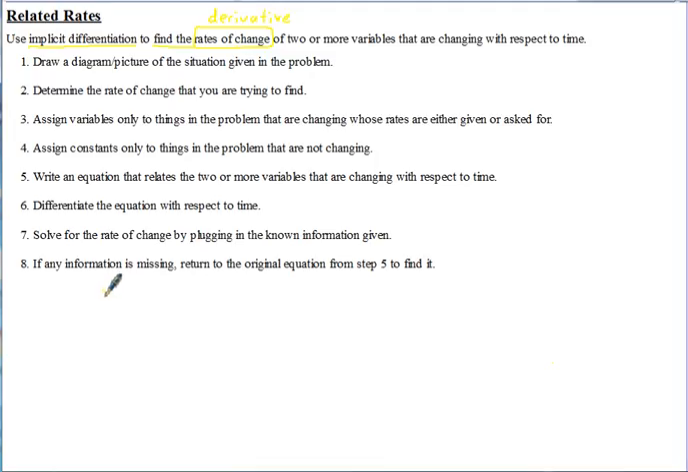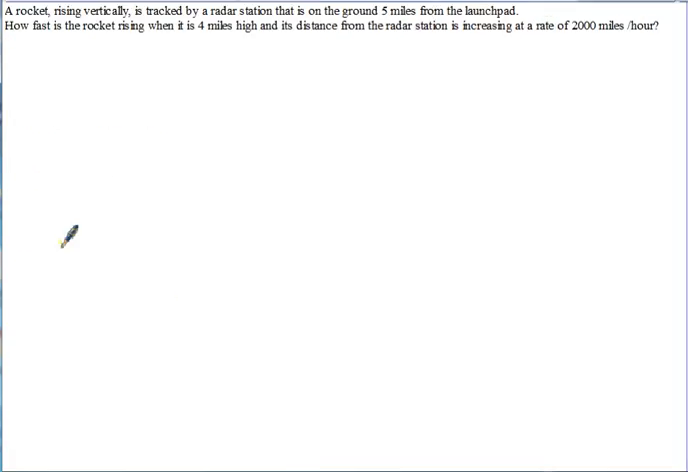Okay. So these are the general steps we're going to go through on most of these problems. So if you get stuck as you're going along and you can't remember what to do next, you can refer back to these steps to figure out where you're at in the problem. But let's jump into some example problems here.